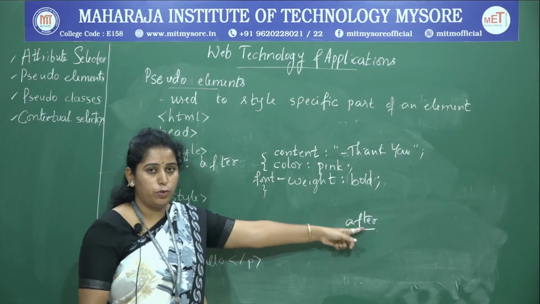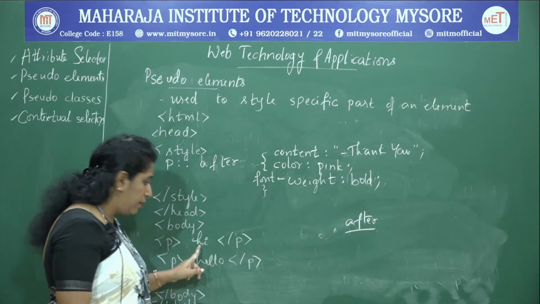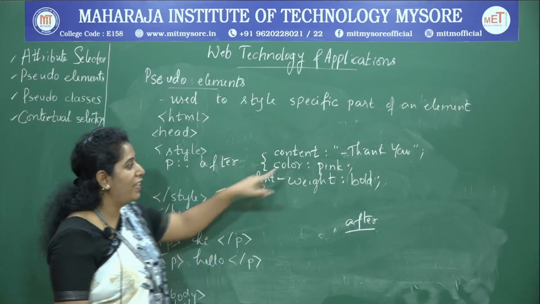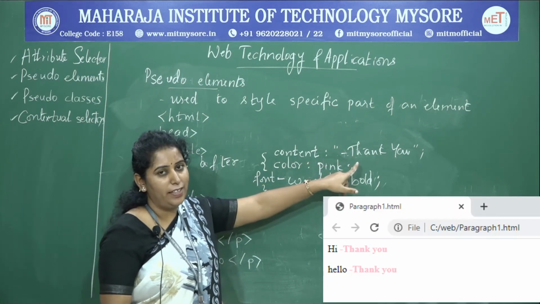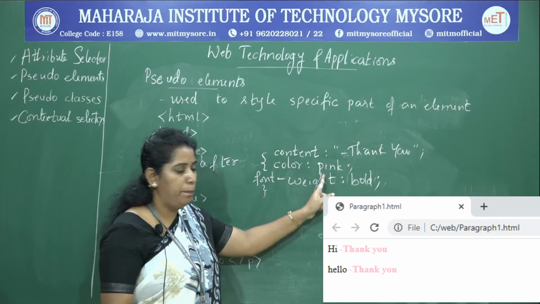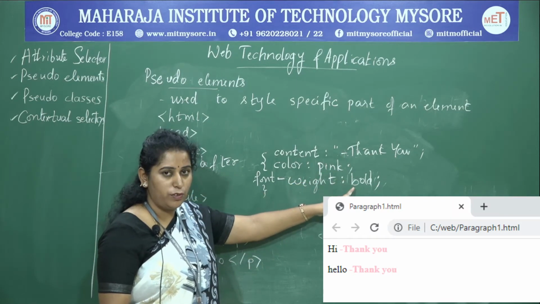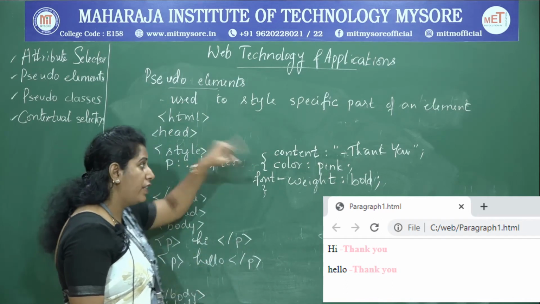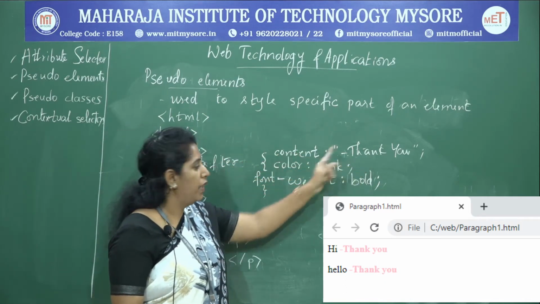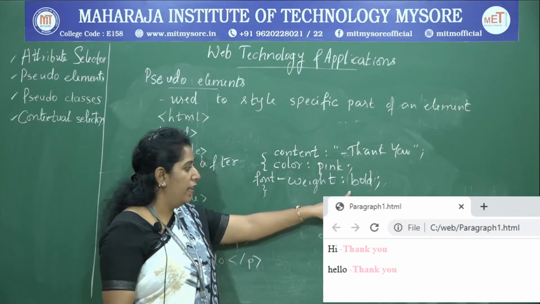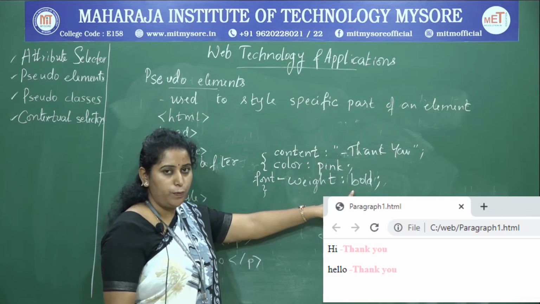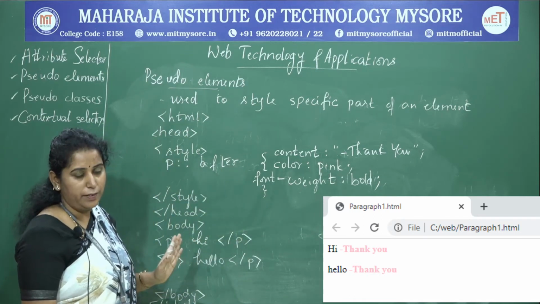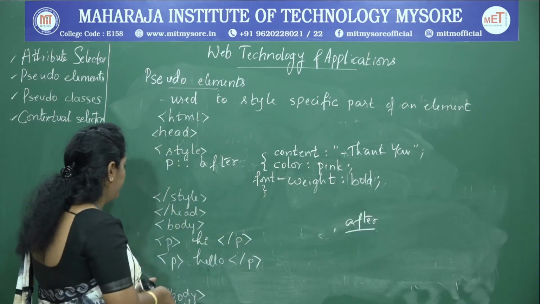Now tell me, how will the output be displayed? You can look into the output. What happens? It prints the message hi. After that, the content is printed: thank you. Hi, thank you. In which color? Pink, and it will be bold. Likewise, the hello message is printed. After that, thank you is printed, in pink color and in bold. Okay. So this is about pseudo elements.